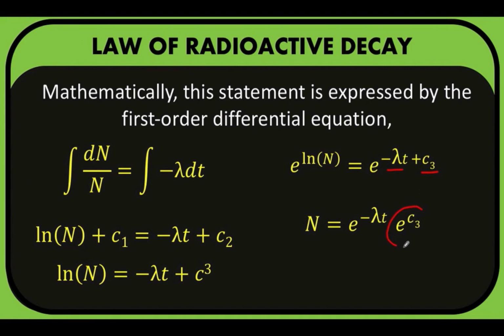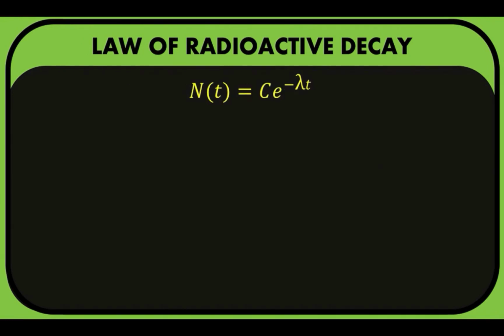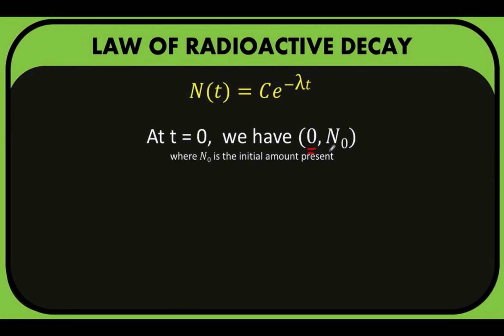But what is the value of e raised to c sub 3? c sub 3 is a constant. e raised to c sub 3 is just another constant, and let's call that constant to be capital letter C. This equation now looks like C times e raised to negative lambda t. Now in this equation, let's find the value of this capital letter C. When time equals 0, the number of atoms is the initial amount of atoms present, and let's call that initial amount to be n sub 0.